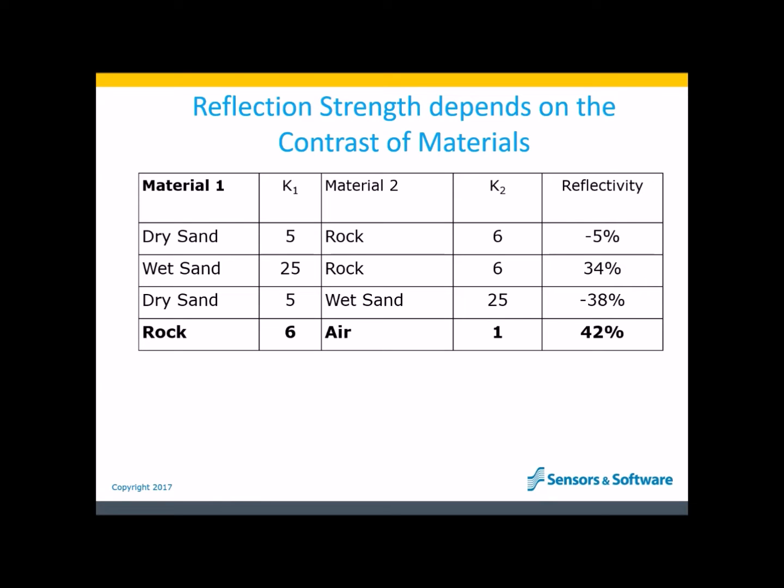Let's talk about a different type of target, an air-filled cave. Going from a K of 6 for the rock to a K of 1 for the air in the cave gives you a reflection coefficient of 42%. 42% of the GPR energy that hits this boundary reflects from it. This will definitely produce a strong reflection.